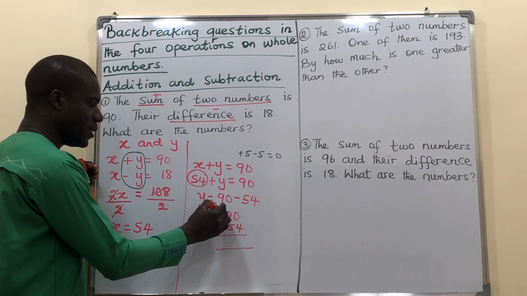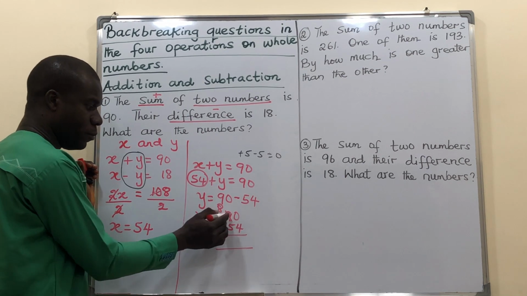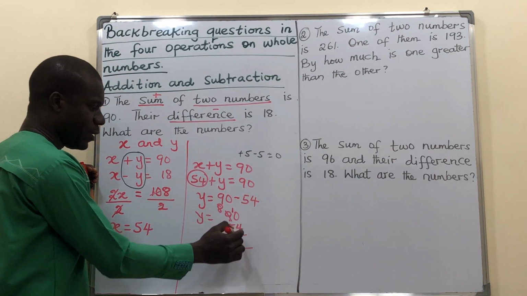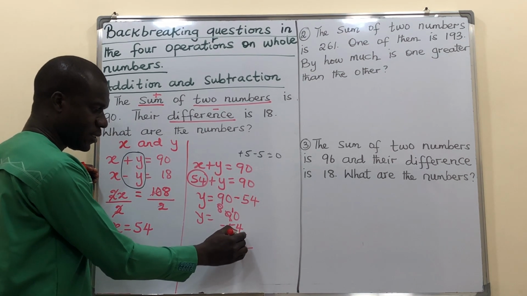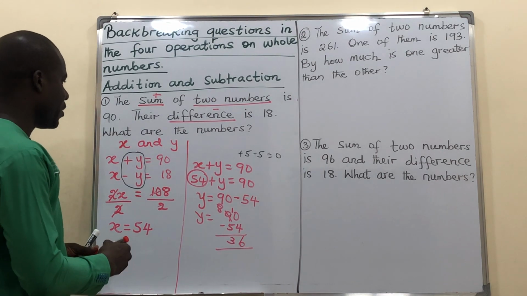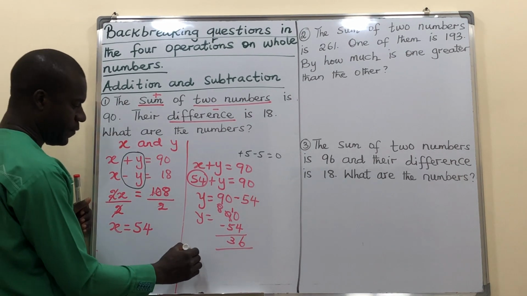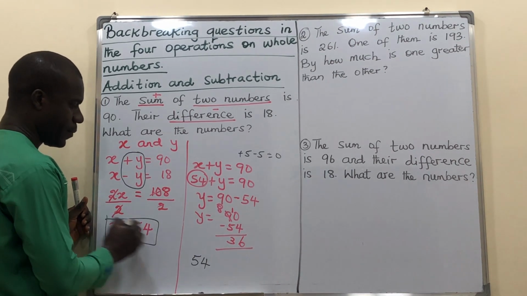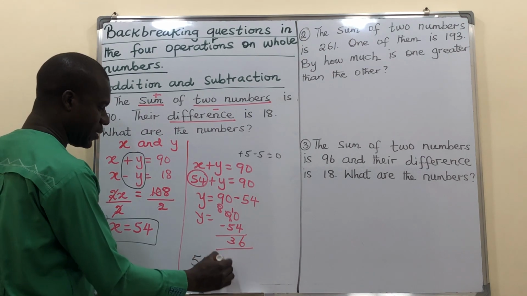Borrow 1 from 9, this is 8. If you borrow 1 from 9, you have 8, put the 1 here, this will be 10. 10 minus 4 is what? 6. 8 minus 5 is 3. So the two numbers are 54, which is from here, and then 36.